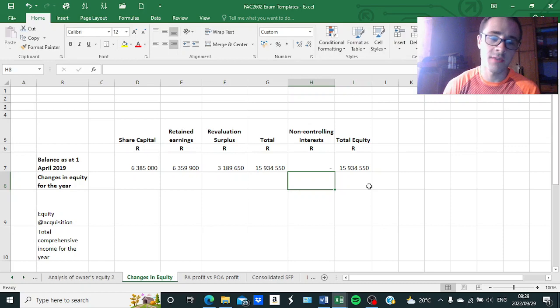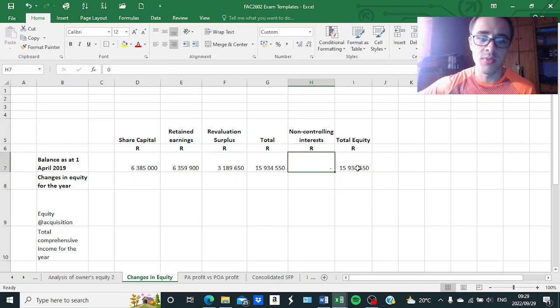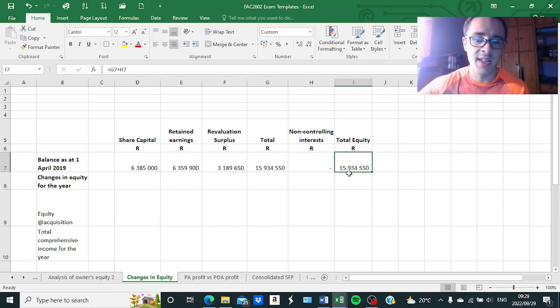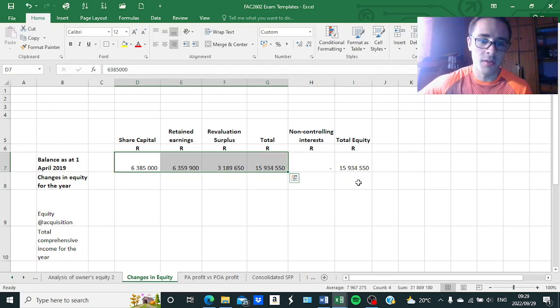Why? As I've said, the group did not exist on the 1st of April 2019, so therefore there could not have been any non-controlling interests. So the opening balance for non-controlling interest would be 0. Okay, there was no balance for non-controlling interests on the 1st of April. So therefore total equity at the beginning of the year for the group is 15,934,550, which is in effect just the equity of the parent.